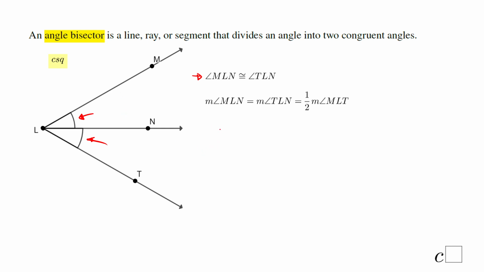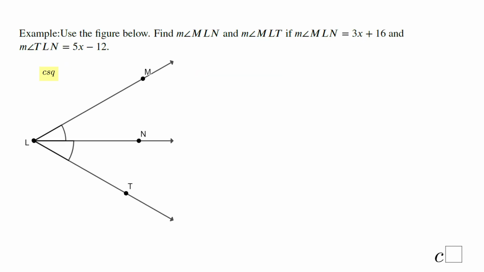And I will say another way. Twice the measure of angle MLN, or twice the measure of angle TLN, will be the big angle, the measure of angle MLT. Sometimes I prefer this statement over this one, which is very good, but it has a fraction. Okay, so let's take a look at an example like this one.